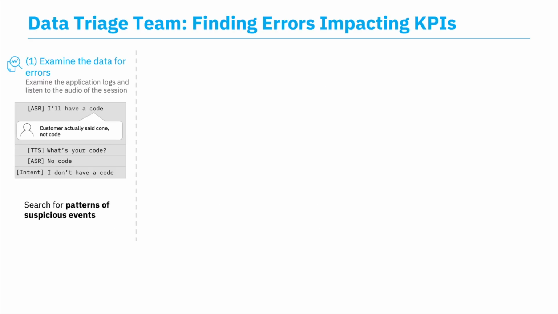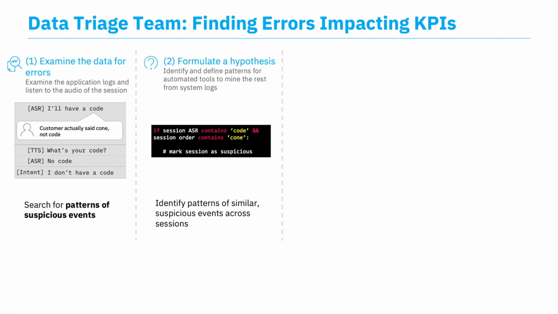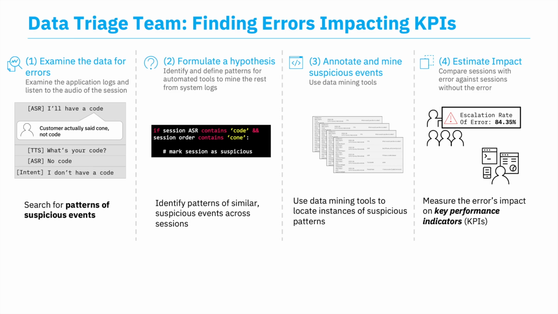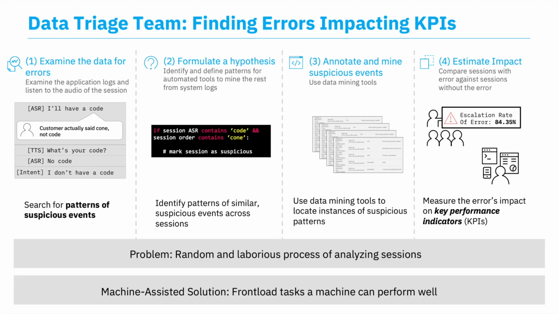The data triage team is responsible for finding errors that impact KPIs. Firstly, the data triage team searches for patterns of suspicious events by examining application logs. Then they formulate a hypothesis of the error so that they can mine similar suspicious events across several sessions. Finally, they estimate the impact of the error by calculating the escalation rate where the error pattern is present and compare that with the escalation rate where the error pattern is not present. However, this is a random and laborious process for finding errors.